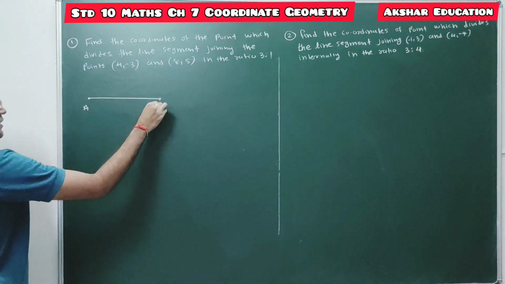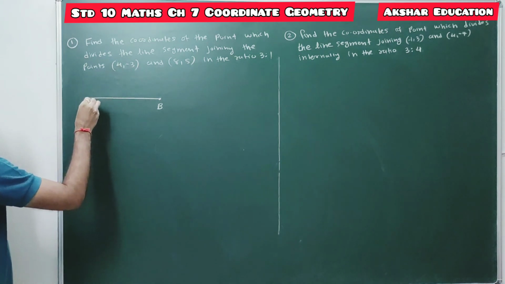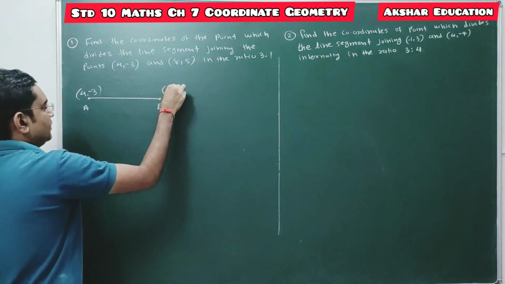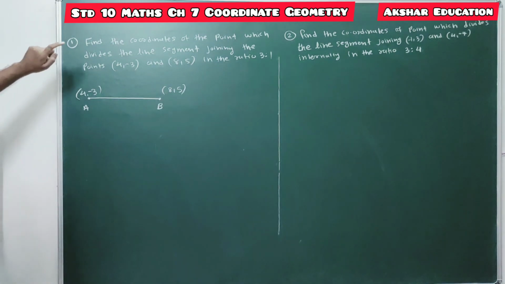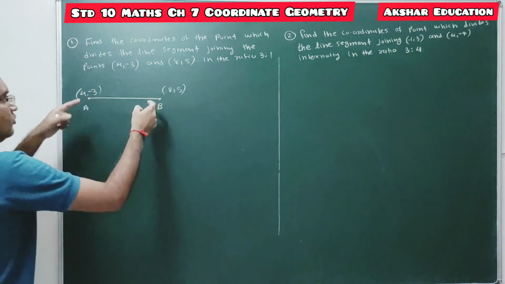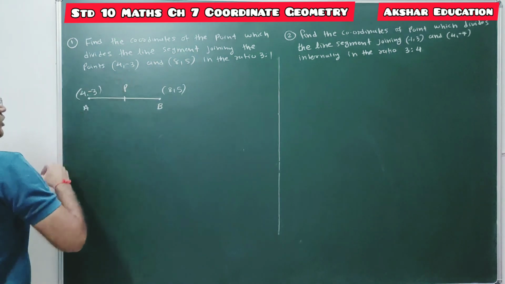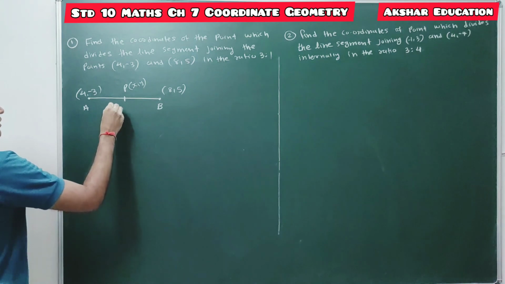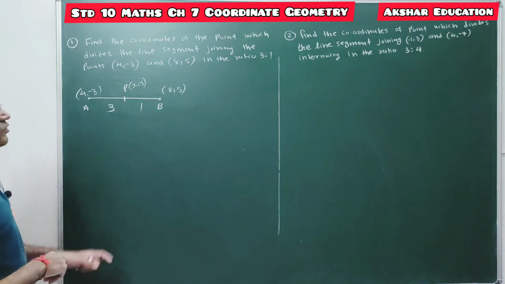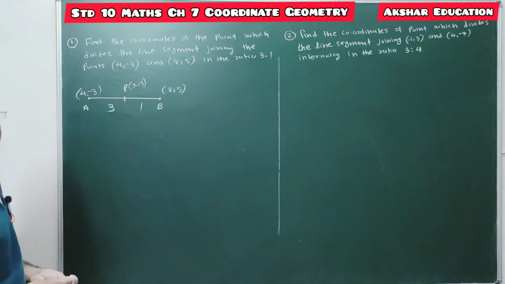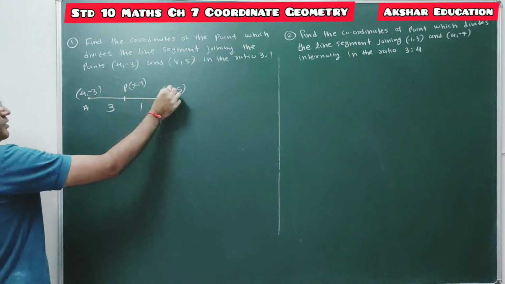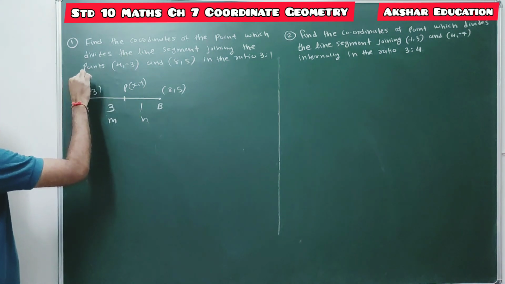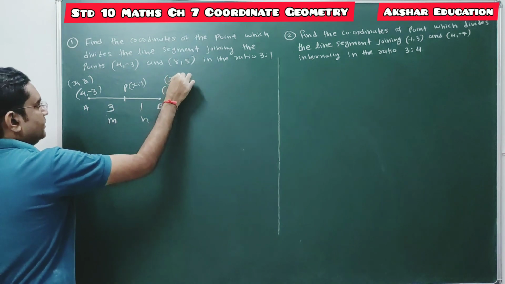So here consider line segment AB. Endpoints are (4, -3) and this one is, suppose, (8, 5). You have to find the coordinates of the point which divides the line segment joining these 2 points in the ratio. That means this is our section point P, whose coordinates are x, y, and this P divides line segment AB in the ratio 3:1. So you have to find the coordinates of this section point P. Done. This is our x1, y1, this is our x2, y2, this is x, y, and this is the value of m and n.